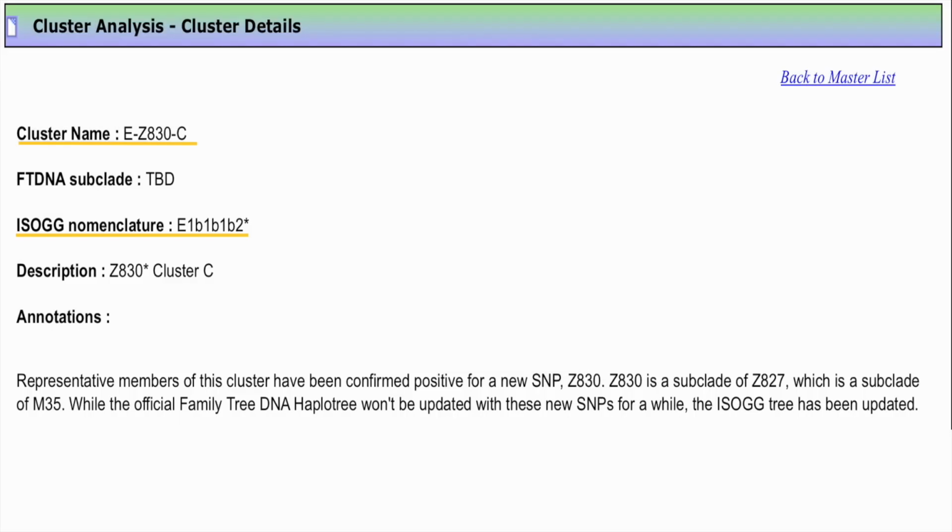Cluster name: E-Z830-C, ISOGG nomenclature E1B1B1B2.